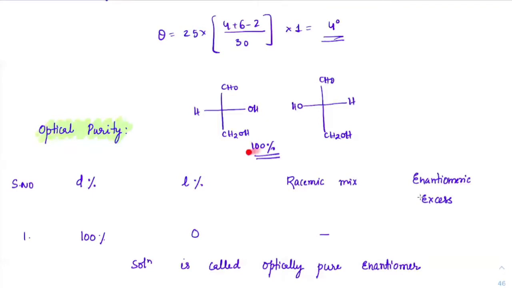If I take either this enantiomer or this enantiomer, any one of them, and 100% only that is present in the solution, you call it a pure enantiomer, correct? Because it is optically active, we usually call it an optically pure enantiomer. Suppose there is 100% of this molecule only, then whatever rotation comes, if it is dextro rotation, 100% will come of that only, and levo rotation will be 0.